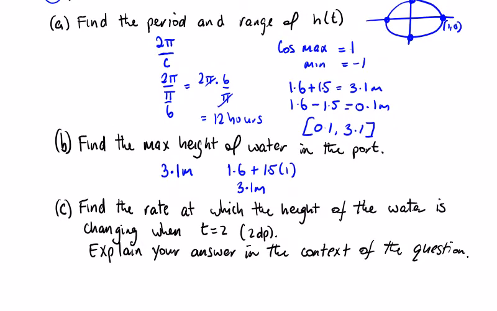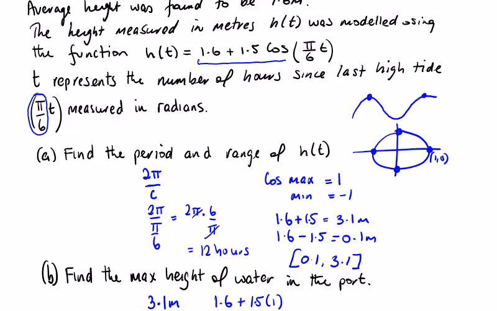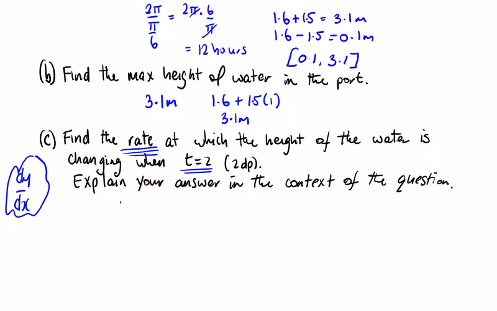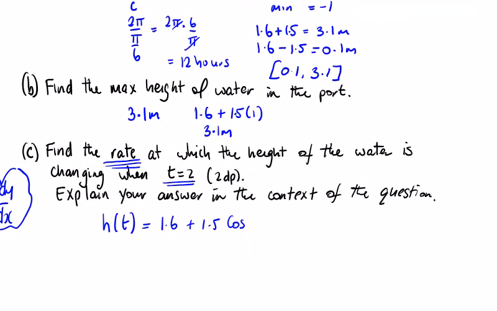Part C, find the rate at which, well, rate is rate of change, so we're looking at dy dx, with y and x, h and t in this case, at which the height of the water is changing when t is equal to 2. Correct to 2 decimal places and explain your answer in the context of the question. Okay, I'll write my function out fully again. H of t is equal to 1.6 plus 1.5 cos of pi t over 6.